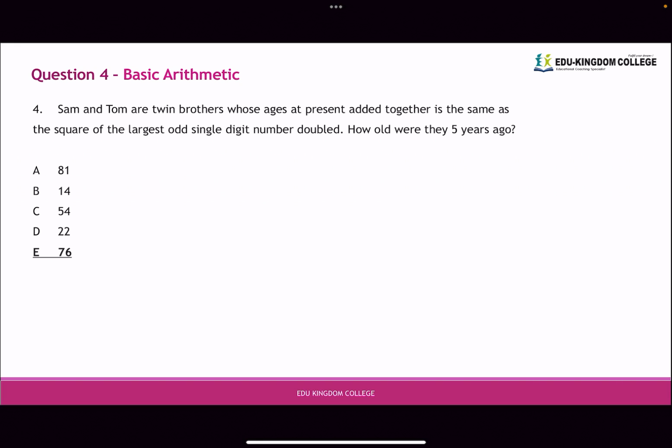Now, Sam and Tom are twin brothers whose age at present added together is the same as the square of the largest odd single-digit number. So that's 9. So the square of that is 81. Double that is 162. So how old were they 5 years ago? So one of them is 81 years old. Obviously, the other one's 81 as well because they're twins. 5 years ago, they were 76 because you just need to do 81 minus 5.